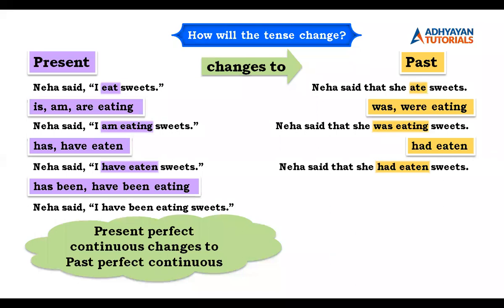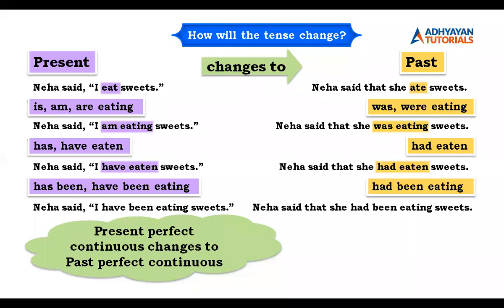Present perfect continuous tense. Correct. So what will we change present perfect continuous into? Present perfect continuous to past perfect continuous. So what will have been eating become? Had been eating. Yes. And after making the other changes, what will the answer be? Neha said that he had been eating sweets. Yeah, thank you so much.